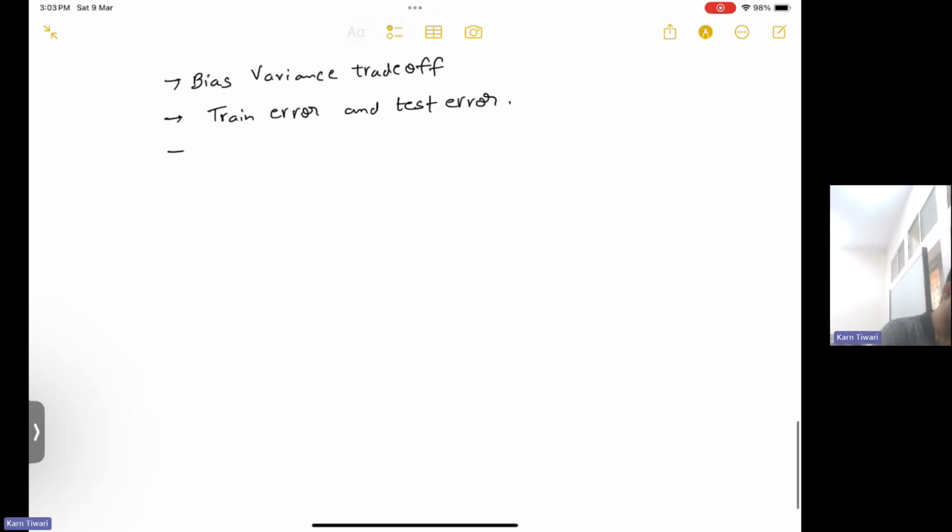Then something called model complexity. For example, in deep learning we can take a large number of hidden neurons. Our model can be of 2 layers as well as 100 layers. So we want to see which model to pick, and that is where model complexity comes into the picture.